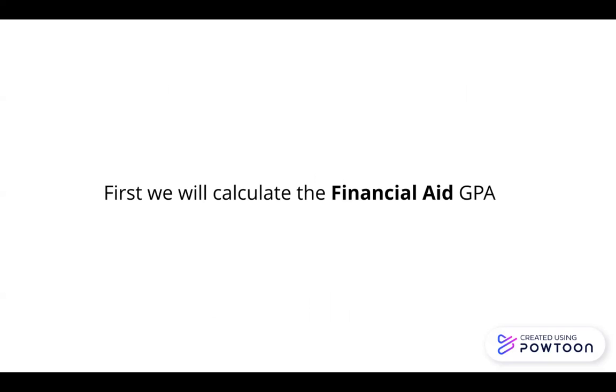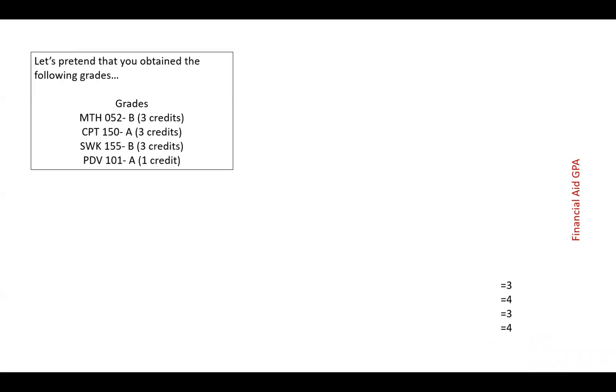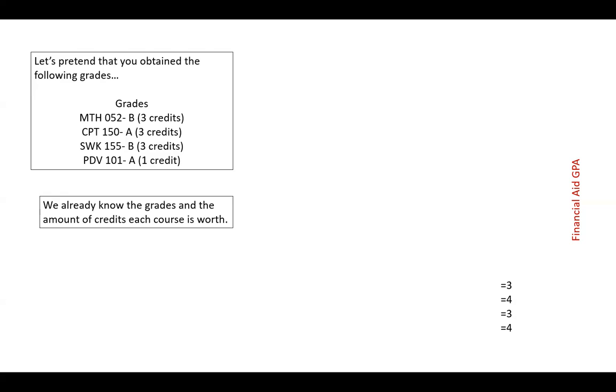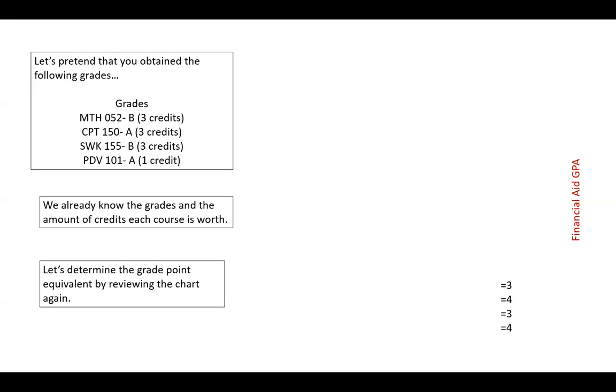So first, we're going to show you how to calculate your financial aid GPA. So let's say that you had these 4 classes and you obtained the following grades in those 4 classes. You had math, which you got a B, computer, an A, social work, a B, and freshman seminar, an A. So now that we know the grades and the credits that each course is worth, we are now going to determine the grade point equivalent.